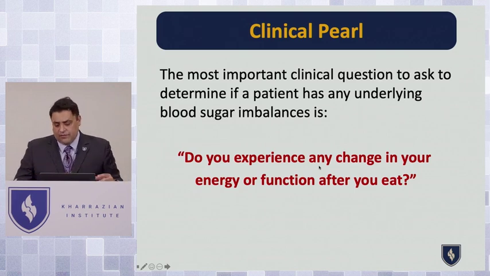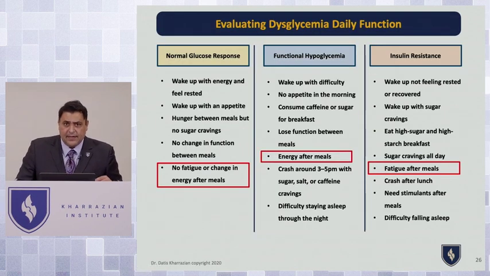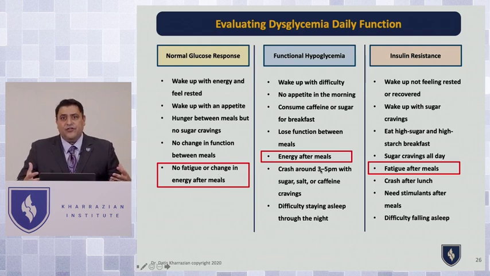So any changes in energy and function after you eat indicate dysglycemia, and you may have more effects supporting their dysglycemia pattern with nutrition than you would do anything directly for their infertility. Remember that a normal response after someone eats is no fatigue or change in energy levels. But if they feel energized and feel like they're functioning again, that's a sign of hypoglycemia, that their blood sugar levels are being normalized. And if they get tired after they eat, that's a sign that they have insulin resistance.